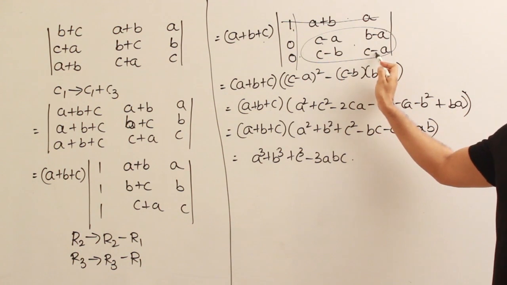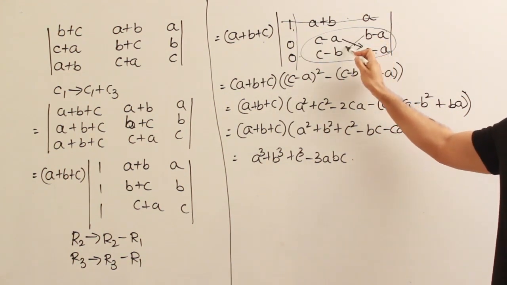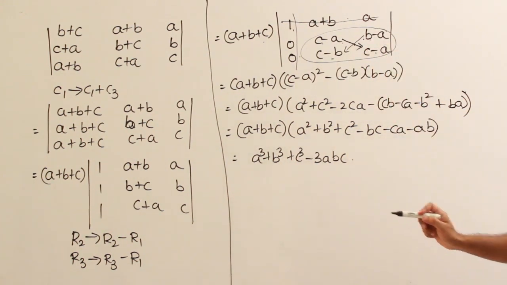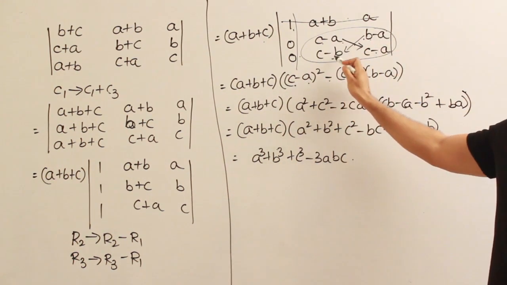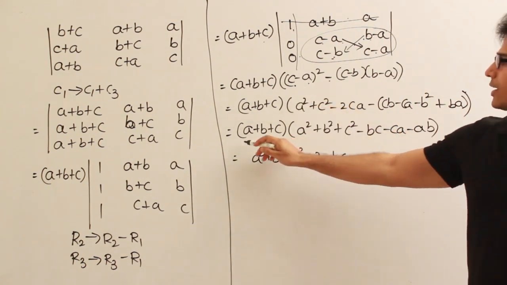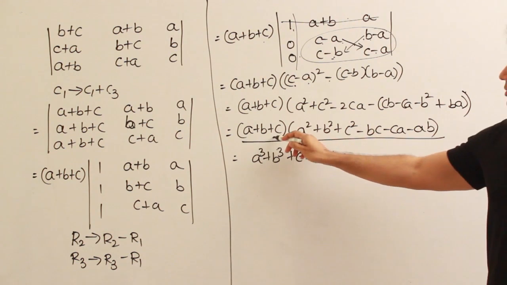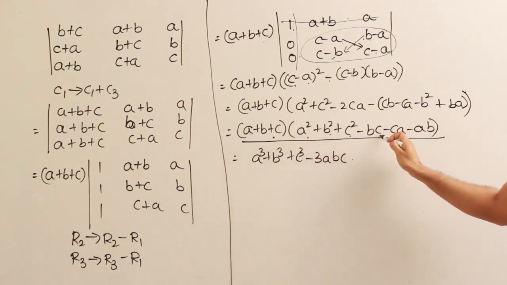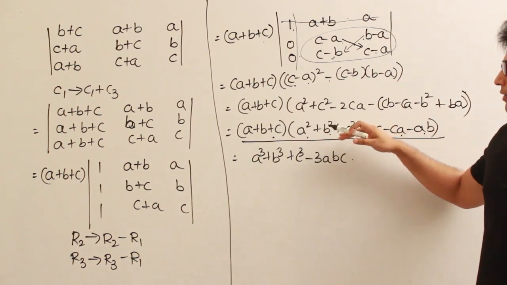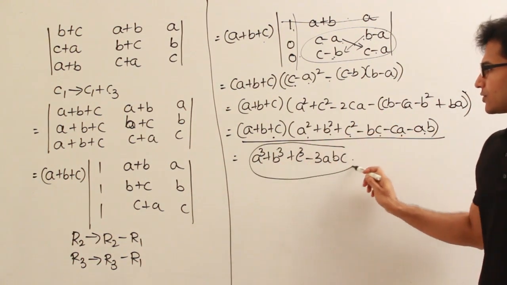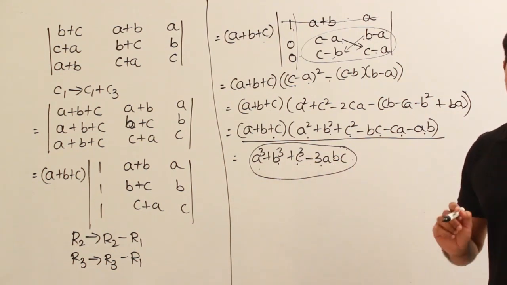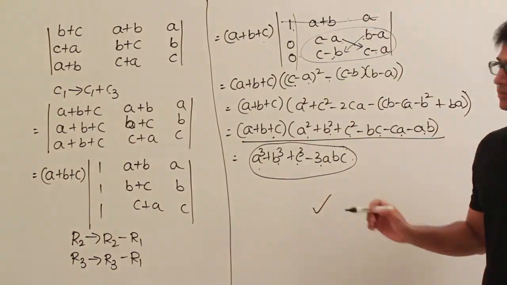So (C minus A) square into (C minus A) square minus (C minus B) into (B minus A), right? So if I expand it out, I'll get this: A plus B plus C into A square plus B square plus C square minus BC minus CA minus AB. And we already know that the simplification of that expression is going to yield us this expression, A cube plus B cube plus C cube minus 3ABC, right?